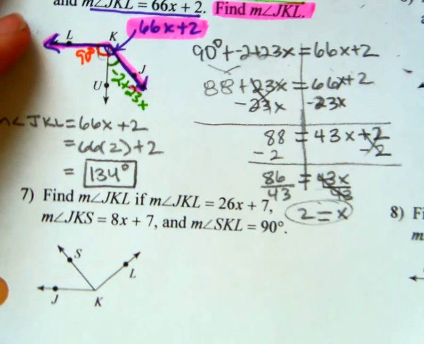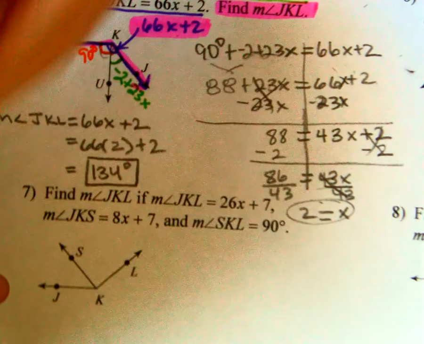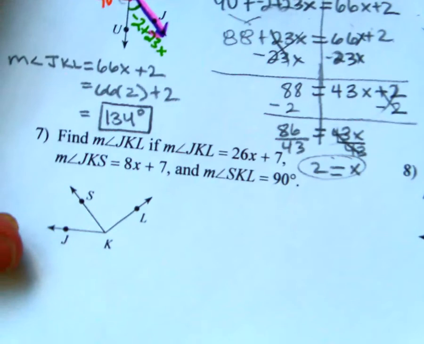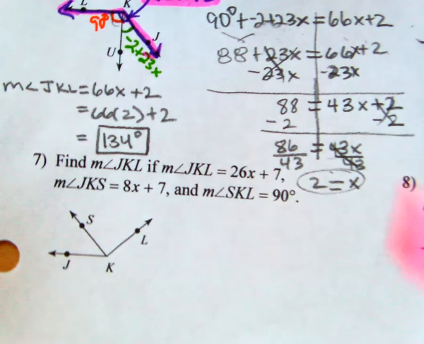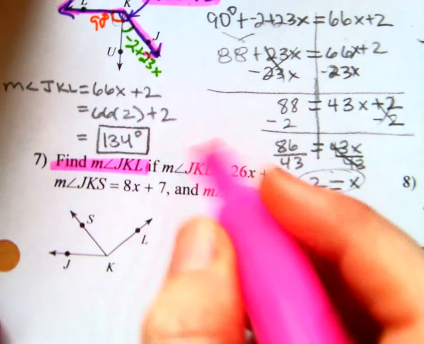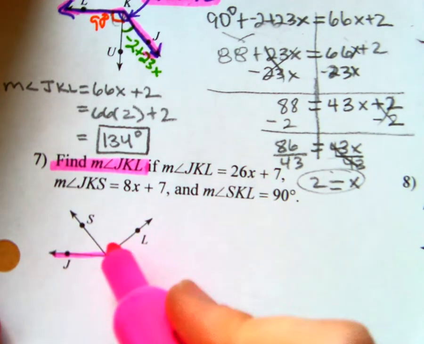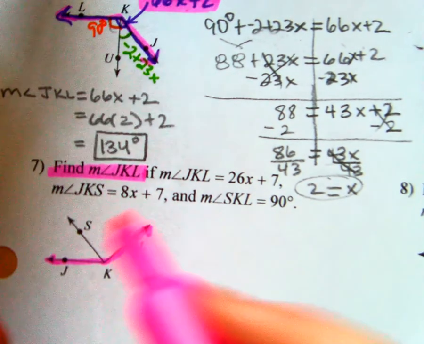All right, one more, and then I'll leave you to do the even ones on your own. So number 7, we're going to find JKL. Find JKL, so we're looking for the entire angle this time.